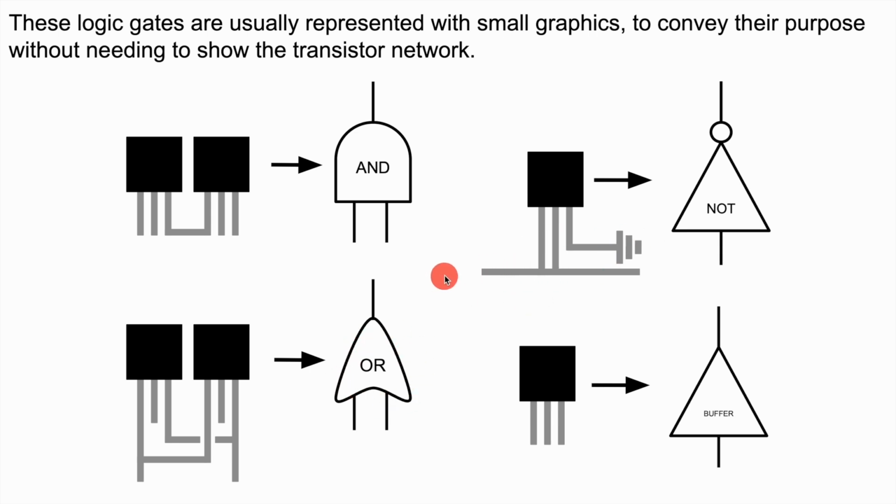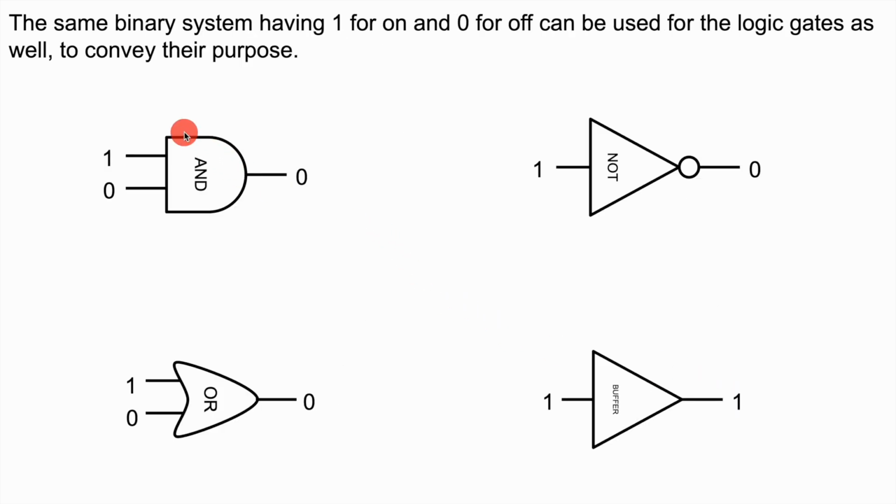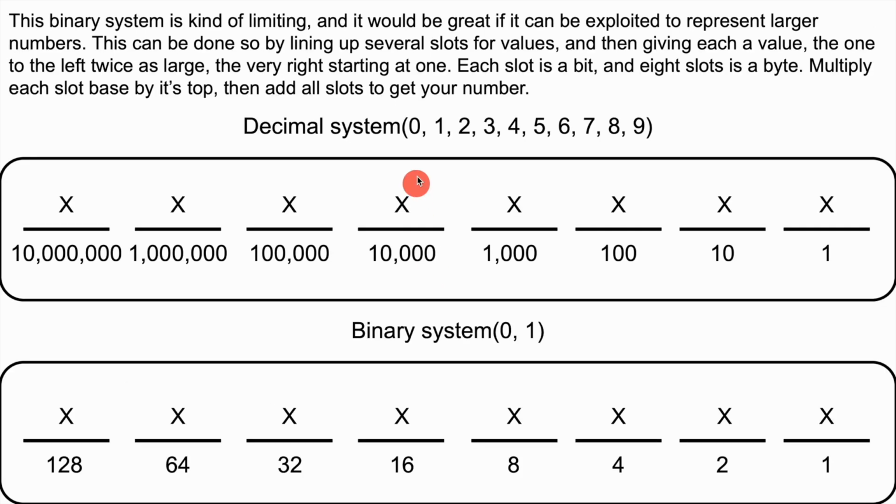Over here, it's the opposite. If I'm applying power, it gets sucked up and it gets sent to ground. And if I do not apply power, power can be easily put in another way. So this is not. And over here, this is just a buffer. If you apply, it is. If you don't, you don't. So it works kind of like a diode. So this same binary system for having 1 for on and 0 for off can be used for logic gates to convey their purpose.